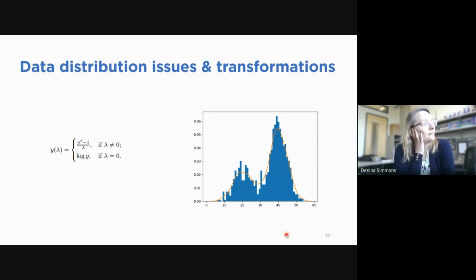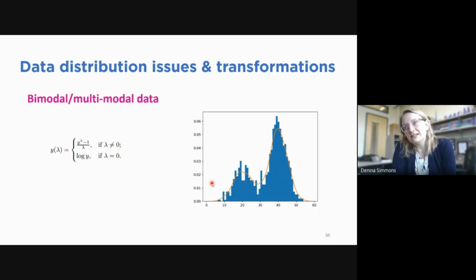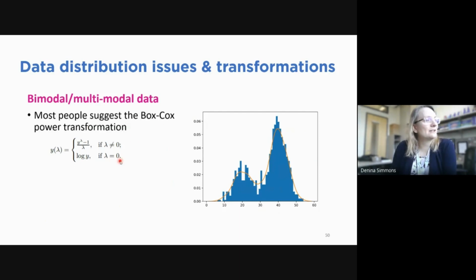Data distribution issues and other things to know about. So the worst one is the bimodal. I think bimodal, multimodal data really is the hardest. When you look at it, it just makes you feel like, I don't know what to do with this. But in fact, one of the things you can do is a pretty simple, what's called a Box-Cox power transformation. And this is what it looks like.